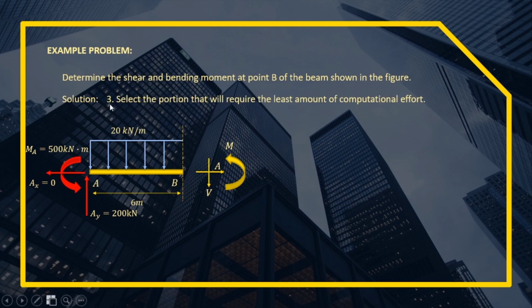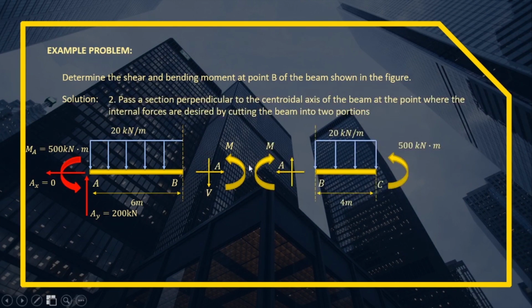Our step number 3: select the portion that will require the least amount of computational effort. If we look back at earlier, guys, the one with less effort in computing to solve the internal forces is the right portion. Since we computed the reactions, we will still use this left portion, and then use the right portion again, where the result should be the same. We can use both, or if you are taking the board exam, guys, of course go straight to the right portion. But for this presentation, we will solve both portions. So we will use the left portion and the right portion.